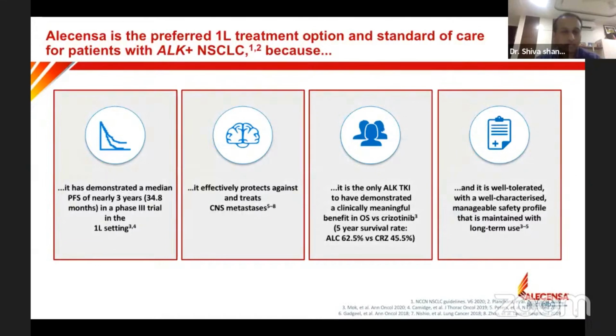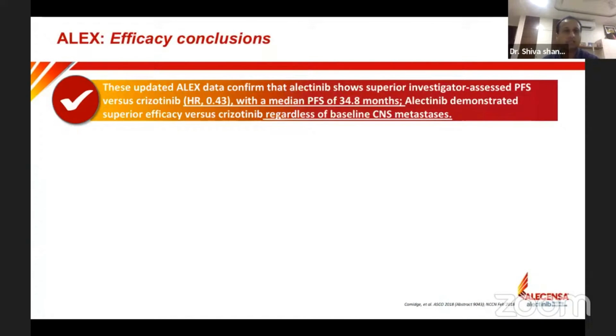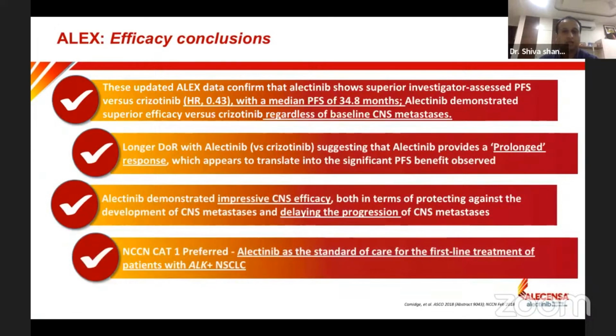What makes alectinib the ideal drug for first-line management of metastatic non-small cell lung cancer patients who are ALK addicted? It has demonstrated a very good PFS. It is effective in CNS metastasis. It has a manageable toxicity, and the 5-year survival rate is more than 60%. It is well tolerated. That makes alectinib one of the ideal drugs for upfront management of ALK positive non-small cell lung cancer. These updated ALEX data confirm that alectinib shows a superior PFS, longer duration of response, impressive CNS efficacy, and also very good tolerability in ALK positive non-small cell lung cancer.